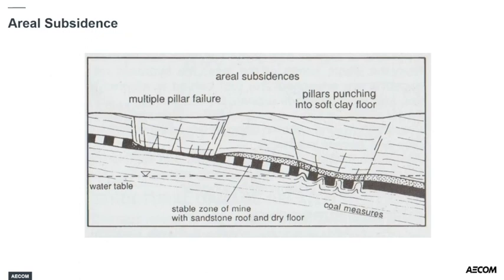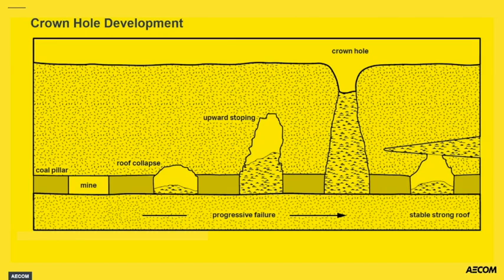Now this is really what the 10 times thickness was designed to capture. On the left-hand side, we've got the open void in the coal mine, and then moving over towards the right, we've got progressive failure, where ultimately we end up with a crown hole at the surface. And then again, on the far right, the illustration shows how a strong, stable roof rock might stop that migration.